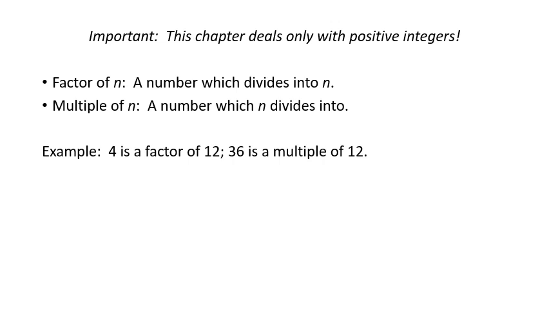A multiple of n is going to be a number which n divides into. So multiples of 6 would be like 12, 18, 24, 600. Also 6 would count as a multiple of 6. So you see there as an example, there's a factor and a multiple of 12. So 4 is a factor of 12 because 4 divides into 12. And 36 is a multiple of 12 because 12 divides into 36.